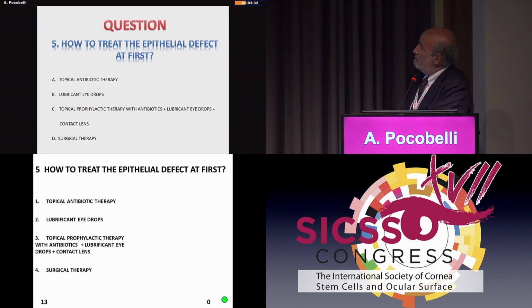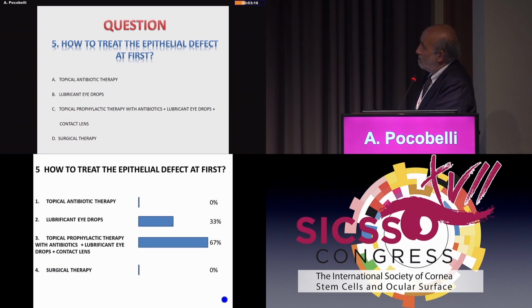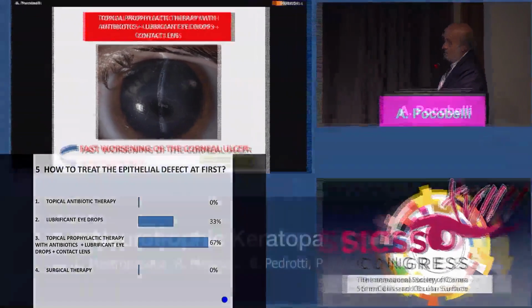How to treat the epithelial defect? Let us see. Here again, we all agree, mostly. So prophylactic antibiotic treatment plus lubricant with no preservatives and contact lenses may help us.